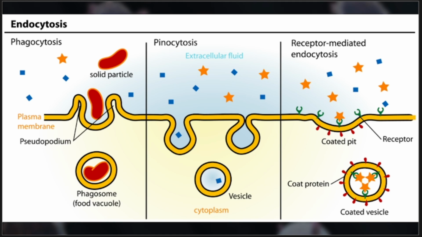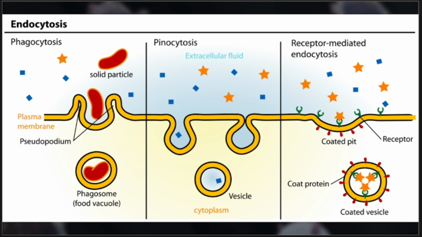And we have receptor-mediated endocytosis. This is considered as clathrin-dependent uptake of specific molecules bound to the cell surface receptors. For example, the uptake of cholesterol via the low-density lipoprotein receptors. Okay? So that would be your endocytosis.